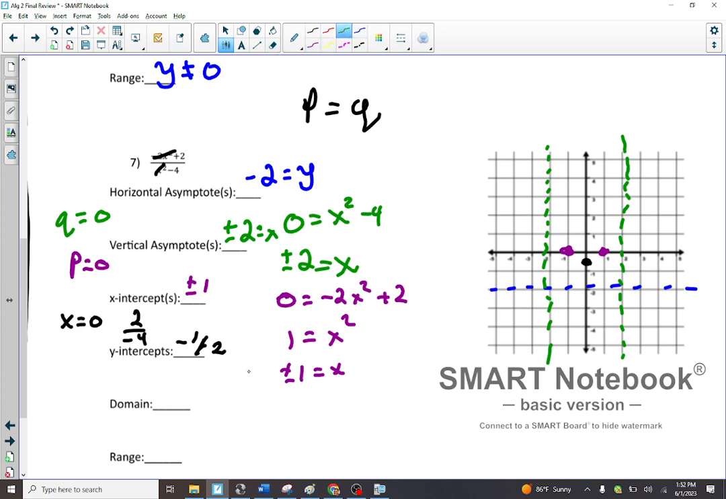Remember, your domain is just the opposite of your vertical asymptotes. So your domain is x cannot equal plus or minus 2. And your range is the opposite of your horizontal asymptote. So your range is cannot equal negative 2. You type this in the calculator, you will get a graph looking like this.